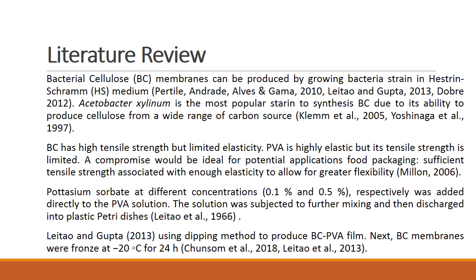After reading some journal articles, bacterial cellulose is chosen to be synthesized using Hestrin-Schramm medium and with the pure strain Acetobacter xylinum. BC is incorporated with polyvinyl alcohol, as some researchers found that it gives a better quality of film, which has tensile strength associated with enough elasticity, allowing for greater flexibility.